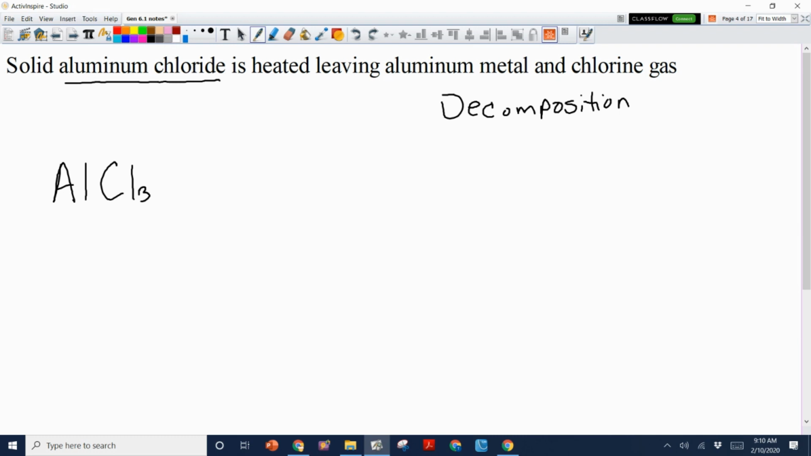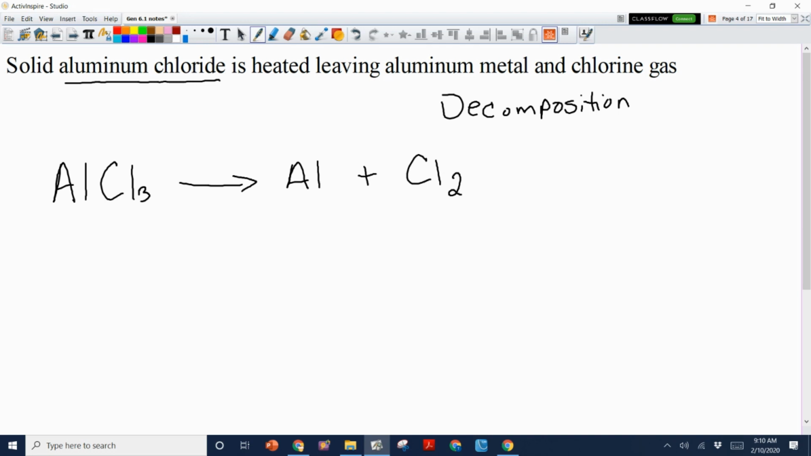All right, so this says it is heated, leaving, or yielding, it's just a different word used, aluminum metal, so that's Al, and chlorine gas. Again, we have to remember our diatomic elements. All of this stuff that we've learned in chemistry up to this point, we have to remember and keep using. So aluminum metal, aluminum is not diatomic, so you can just write it as Al. Chlorine gas: chlorine is one of the 7 diatomic elements, so we can't leave it as Cl. It has to be Cl2.